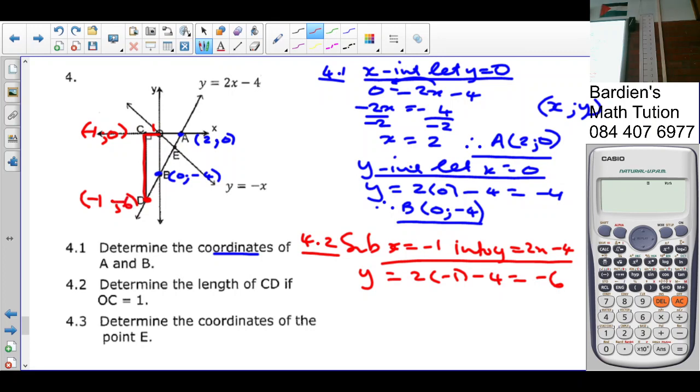But I never answered the question. What is the question? They want to know the length of CD. Therefore, CD is equal to how many units?